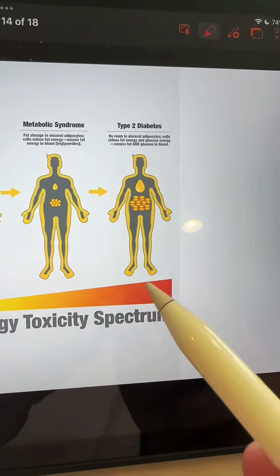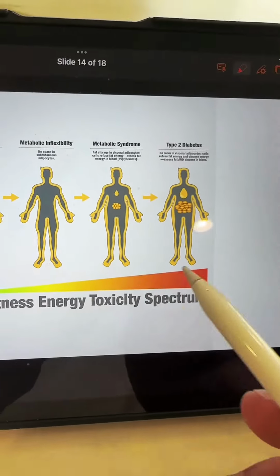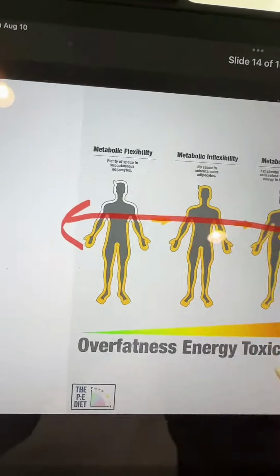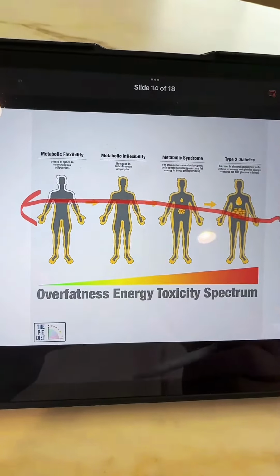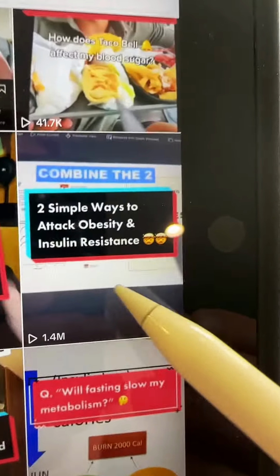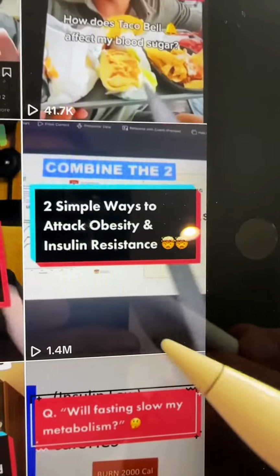But the more important message is if you have type 2 diabetes, metabolic syndrome, prediabetes, excess body fat, and you're interested in reversing it, there are natural, safe ways to do that. And on my TikTok page, I have videos with millions of views, and these videos share what I've learned from some of the brightest and best scientists in the world.